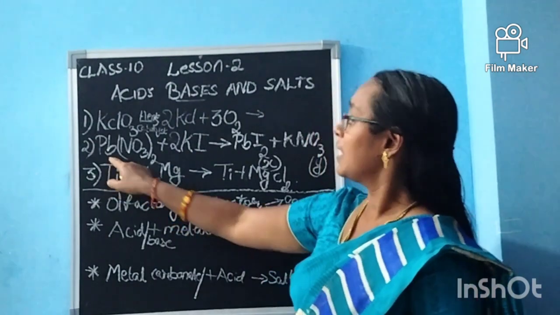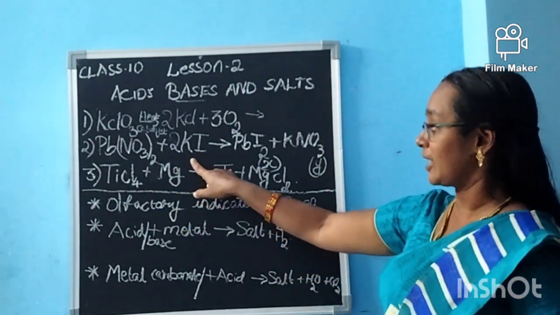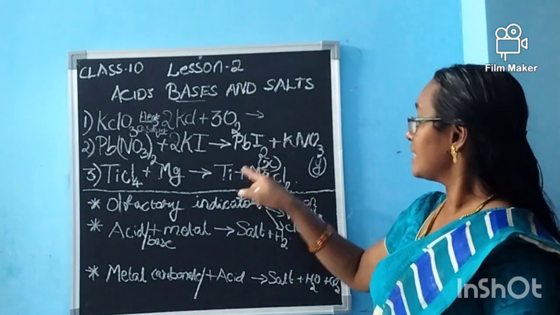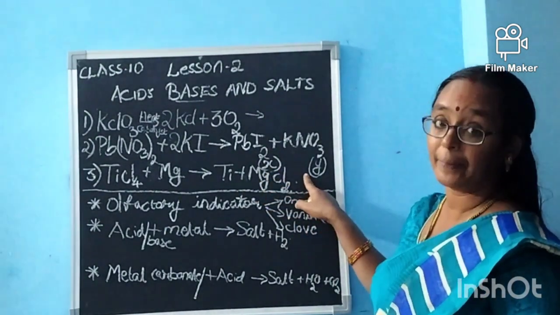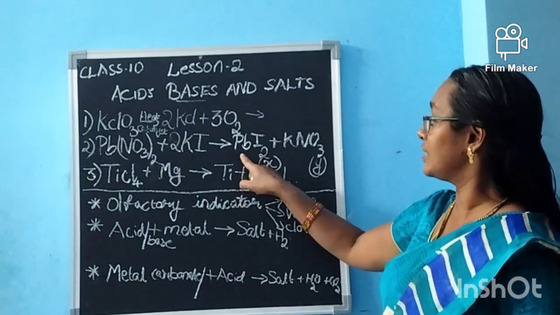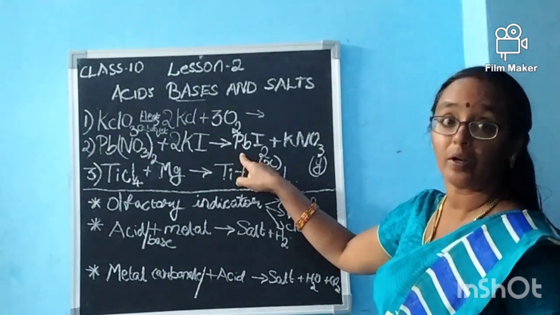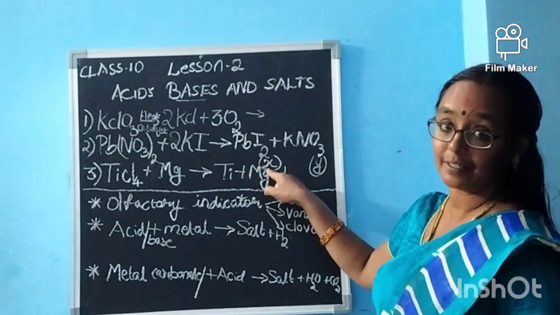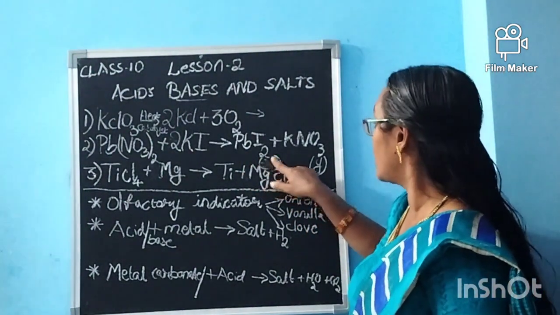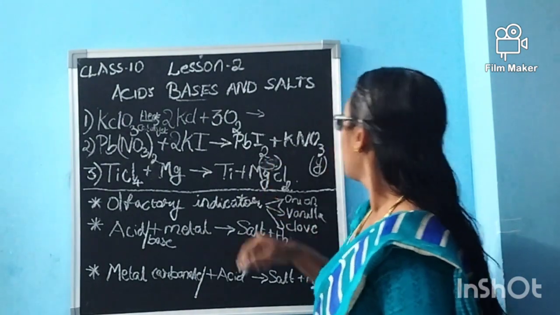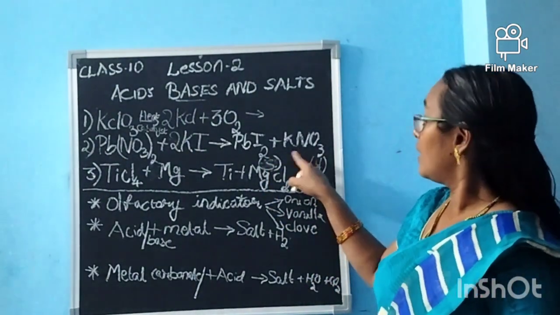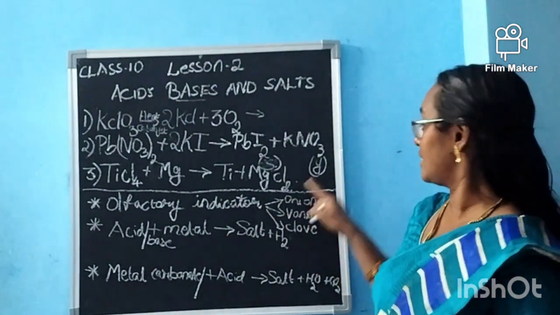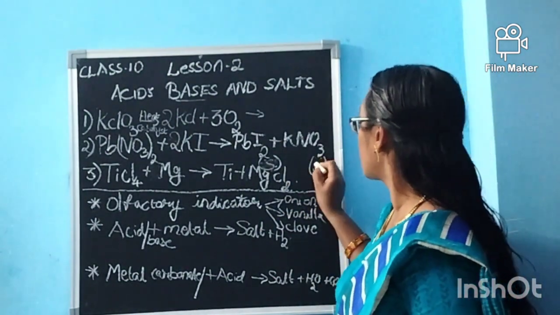The second question: lead nitrate plus 2 potassium iodide gives lead iodide plus potassium nitrate. Here X and Y have been given, meaning you have to write whether it is solid, aqueous, liquid or precipitate. X, what is it? It's a solid. Potassium iodide is a solid, and lead iodide is a solid, and potassium nitrate is in aqueous medium. It's aqueous, (aq).